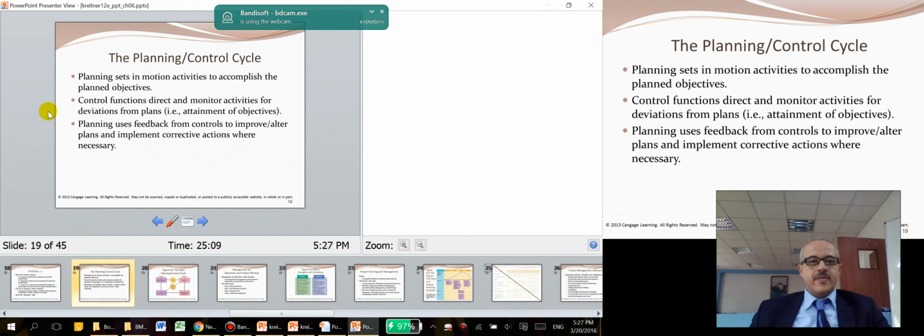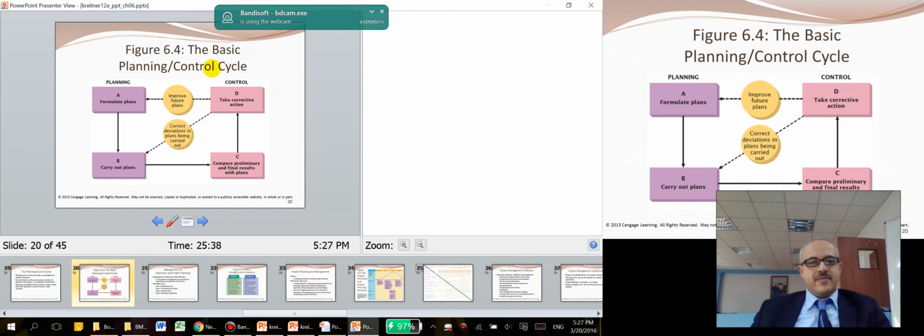Planning control cycle. Planning sets in motion activities to accomplish objectives. Control functions direct and monitor deviation from plans and attainment of objectives. You plan, and use feedback. You always want to get feedback. Control, improve, alter plans, implement corrective actions where necessary. Do you understand this planning control? You want to plan and check. That's the idea. Here it says you make plan A, and then you do it, and after you do it, you check. And then you take corrective actions, and then you make another plan, or you correct how you implement it.